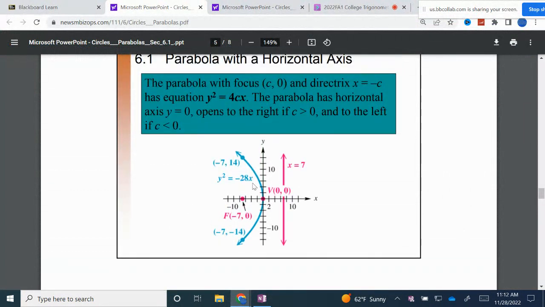All right, so we take a look at y squared is equal to negative 28x. We see that the focus is negative 7 comma 0. We can see that the vertex is at the origin 0 comma 0. And we can see that the equation for the directrix is x equal to 7.